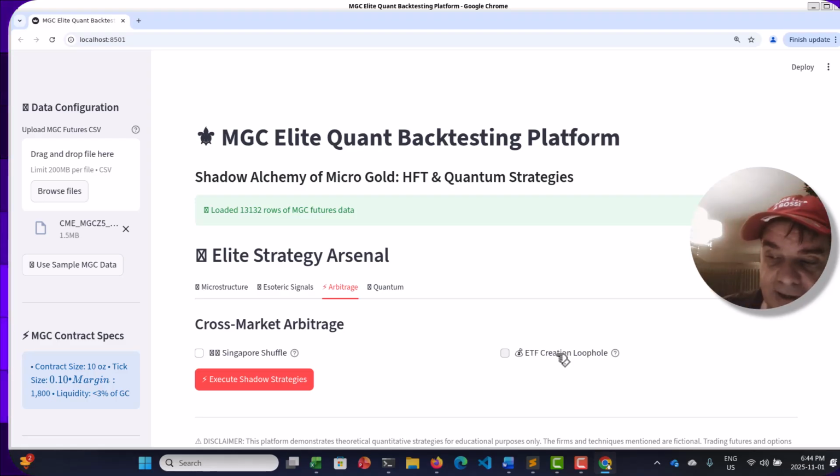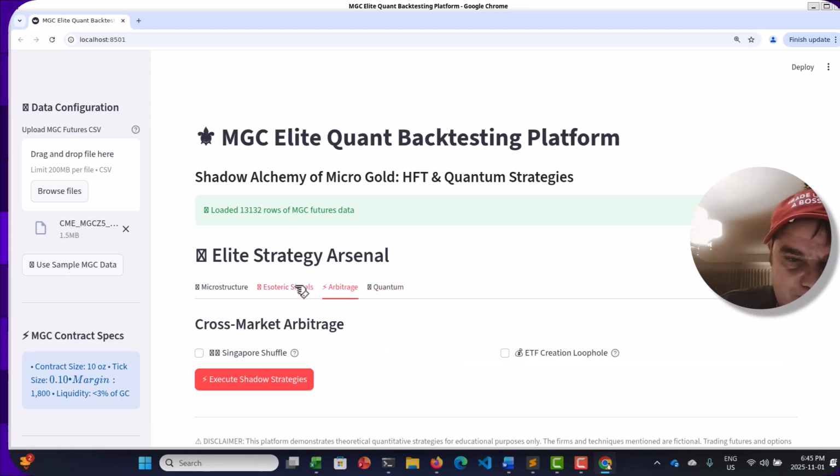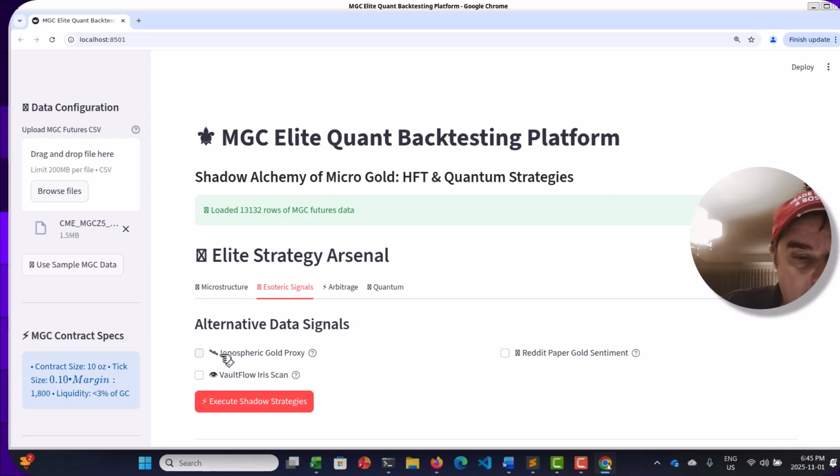So again, I don't name these. This one's a quantum computing one. So here, I just don't have the data. Qubit, Quanto, Satellite, Gamma, Blockchain, Oracles. At least the AI is smart enough to say, yeah, we can't replicate these particular ones because we don't have the proper data. So when it's just coming soon, it's not going to happen because I don't have access to the data, nor will I subscribe to it. It's very expensive. But we have enough here to work with.